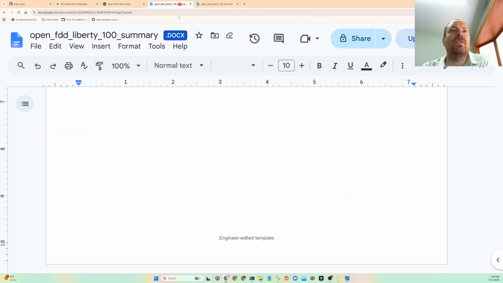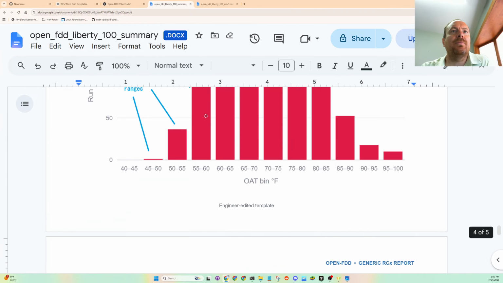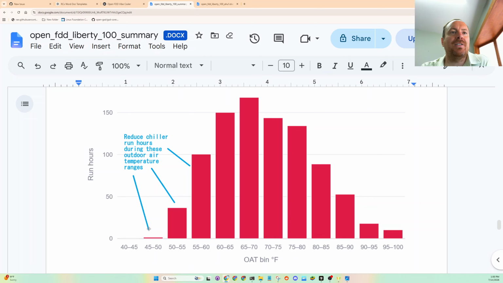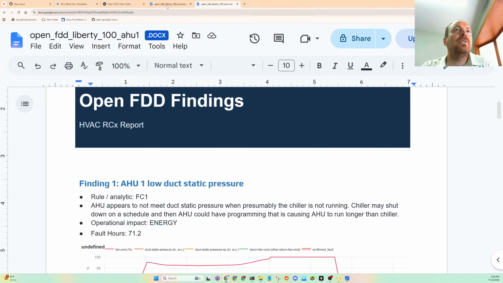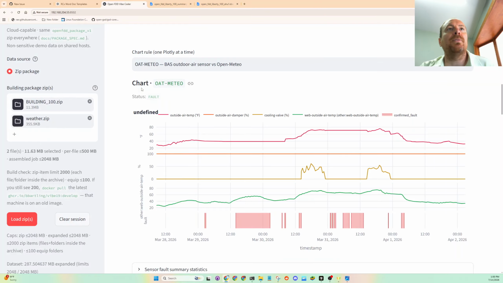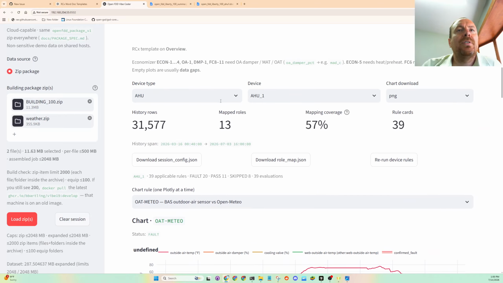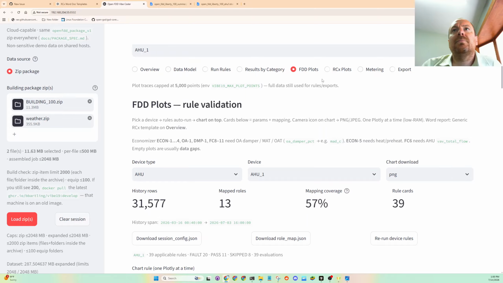My earlier hunch of them requiring this was because I thought there was a deviation between the web weather and the local outside air temp sensors, but I'm beginning to think that they do this because there's a problem with the air handling economizing dampers. That's my own hunch. I still have to do air handling unit 2. Let's go back into fault detection plots.